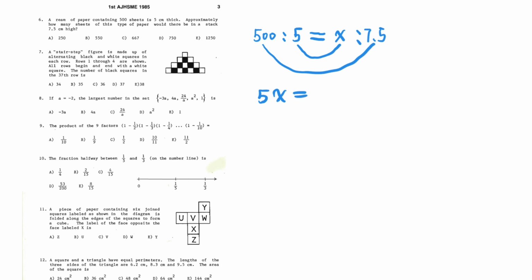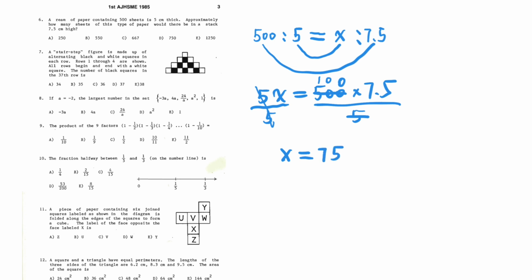5x equals 500 times 7.5. Equation, both sides divided by 5. Left side cancels 5, that's x. Right side cancels 5. 100 times 7.5 equals 750. So the answer should be choice D.